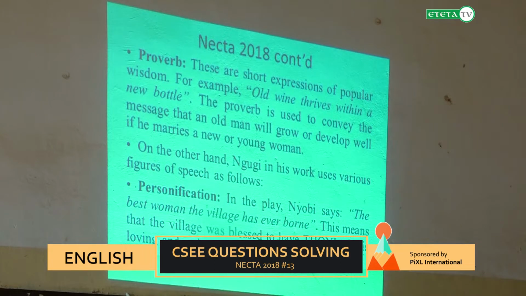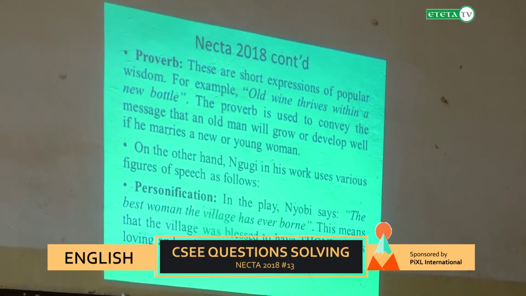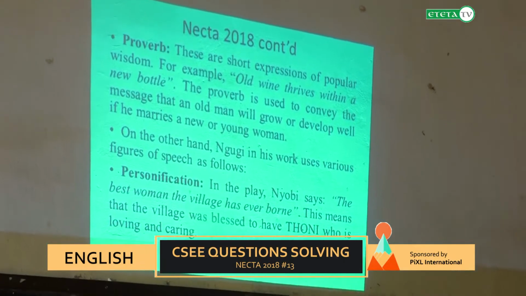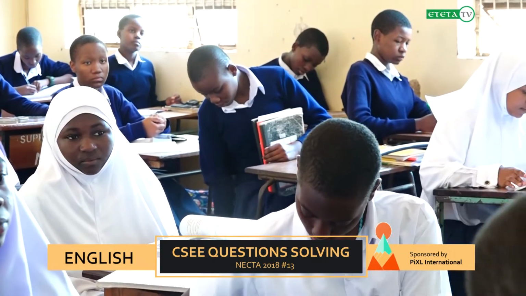The figures of speech. So personification is used not only to decorate or beautify the literary work, but also to convey a certain message. A certain message is conveyed here. The message conveyed by this personification is that the village was blessed to have Thorn, who is loving and caring. That is the meaning of that personification used by the playwright.